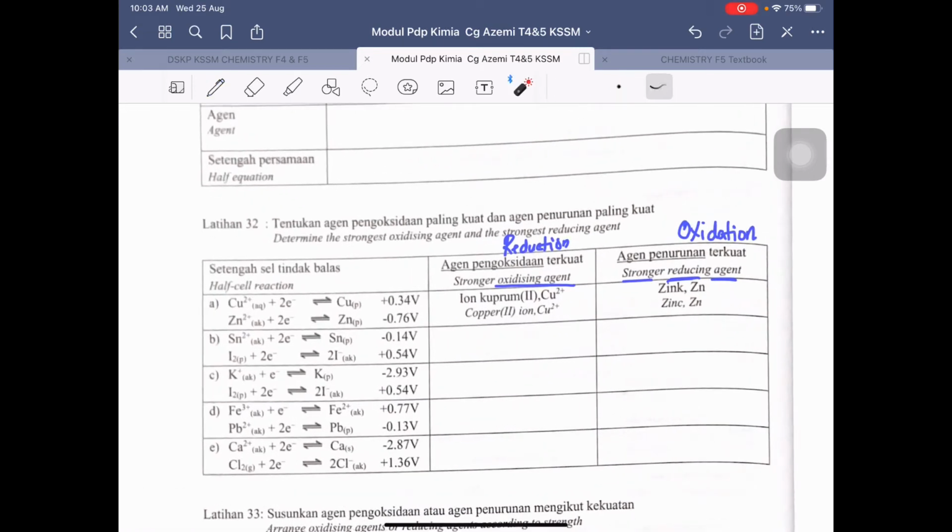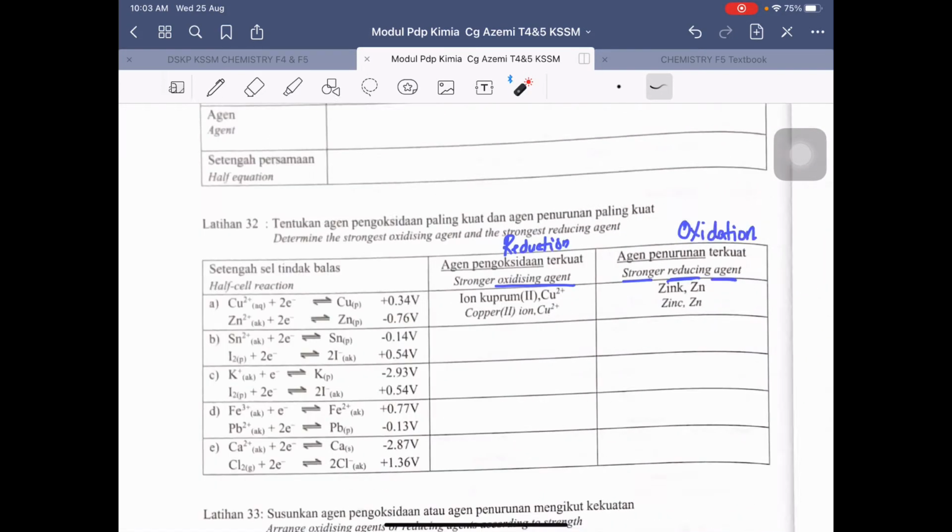So one more thing: how do we know which one is oxidation and which one is reduction? Okay, so you need to see the E0 value. You know that if the E0 value is negative, it means it is an oxidation process. Why? Because it donates electrons. So which one donates electrons? Remember, for an oxidation process, this is the reduction half equation, so you need to reverse it.